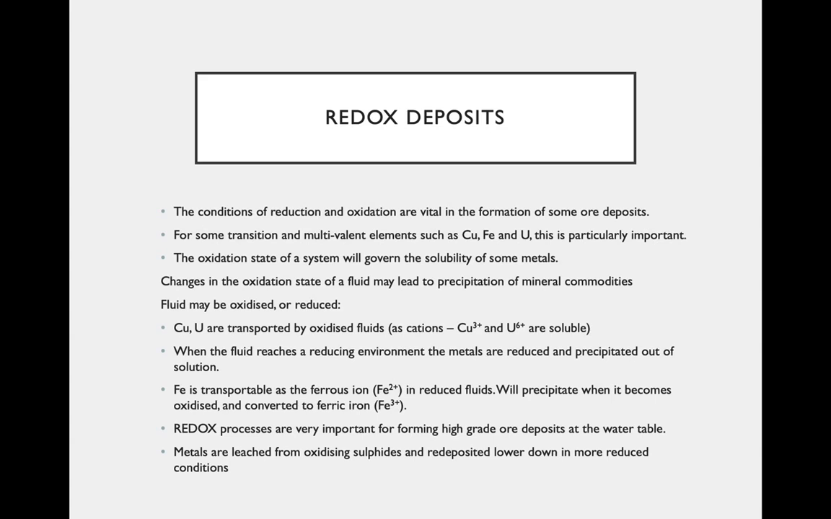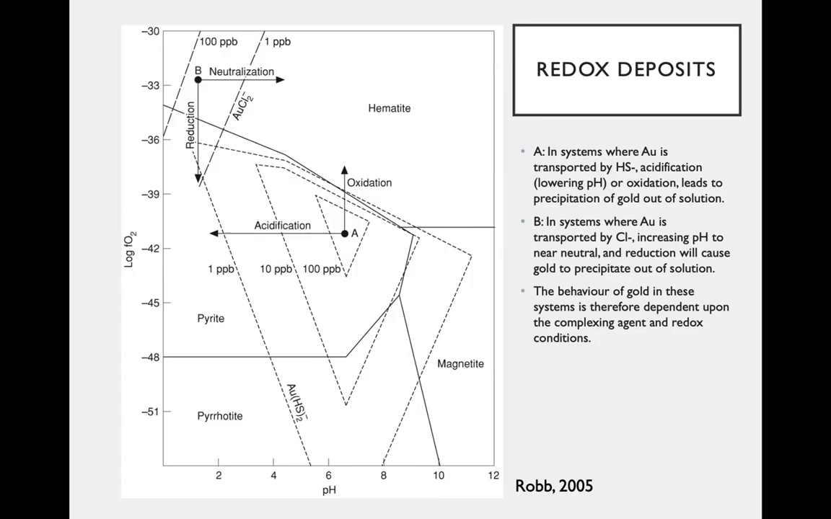So iron is typically transported as ferrous iron, Fe2 plus, in reduced fluids, and will precipitate when it becomes oxidized and converted to ferric iron. So it's a similar process, but of course iron is less of a key economic mineral in these systems. So you can see that this change in redox state can be an important process where we can mix fluids in different portions of the water table, leach out and redeposit, particularly copper and uranium.